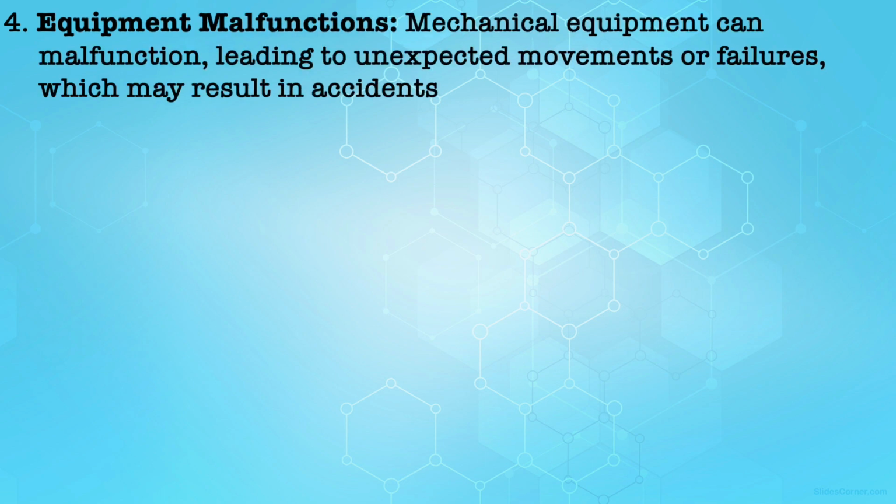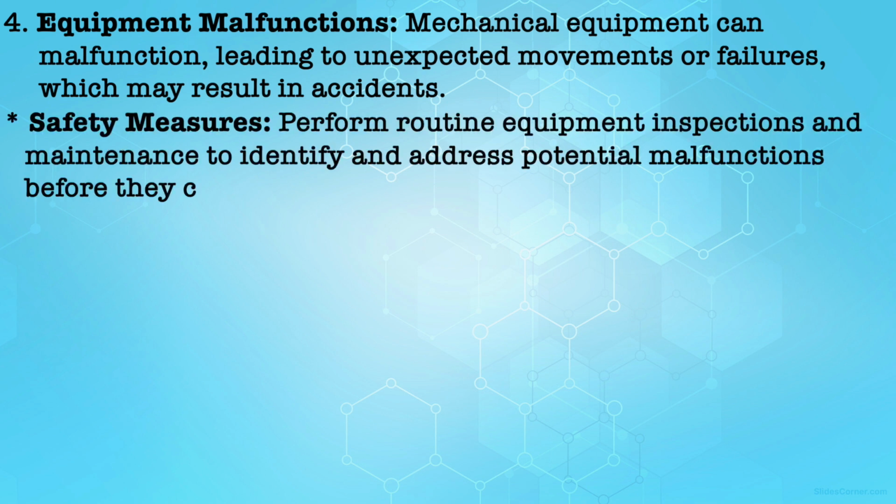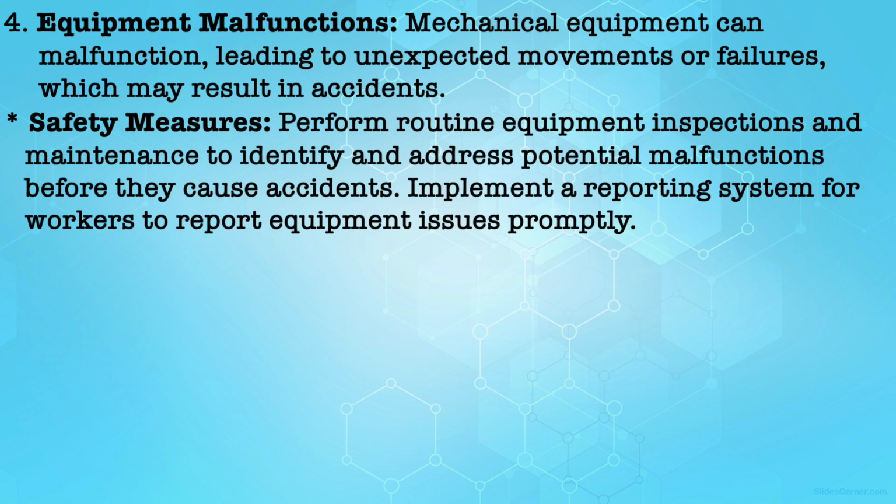Equipment malfunctions. Mechanical equipment can malfunction, leading to unexpected movement or failure which may result in accidents. What are the safety measures? Perform routine equipment inspection and maintenance to identify and address potential malfunctions before they cause accidents. Implement a reporting system for workers to report equipment issues promptly.